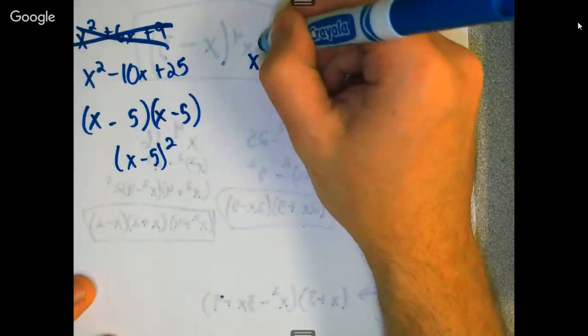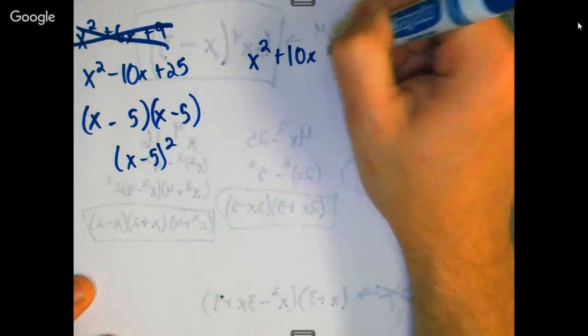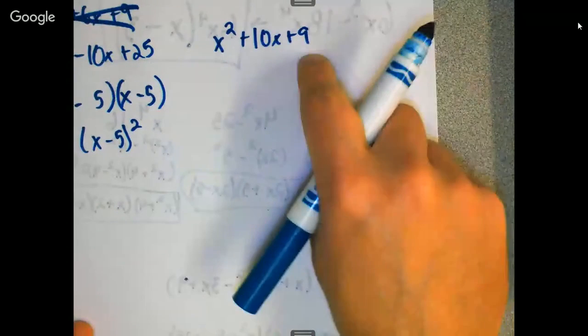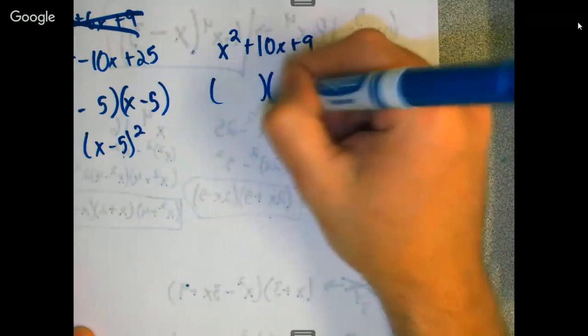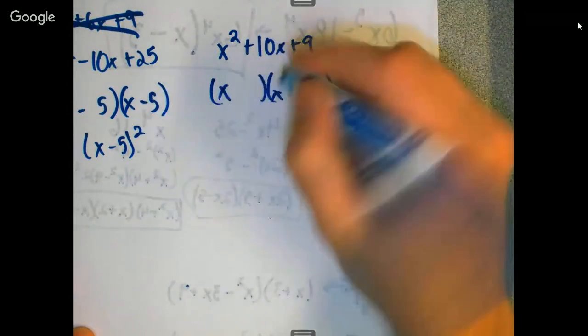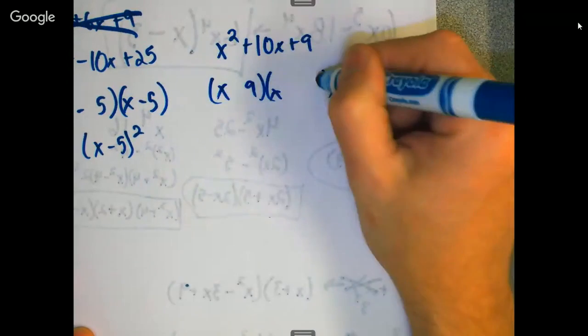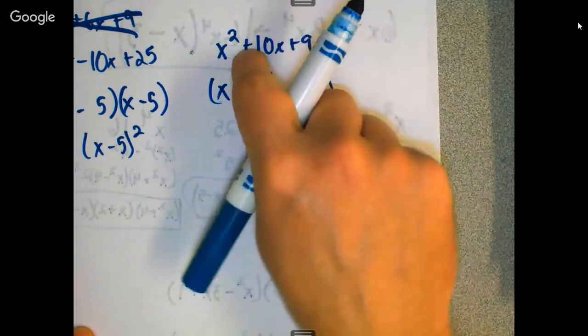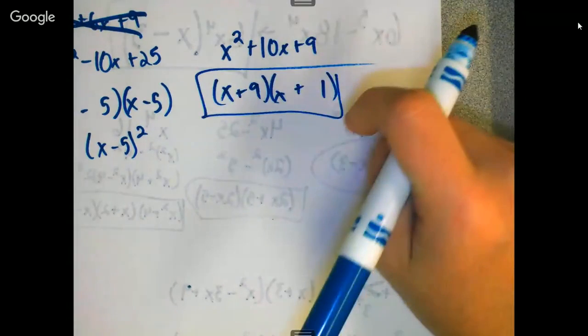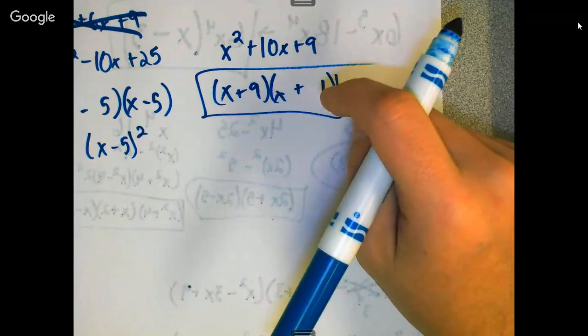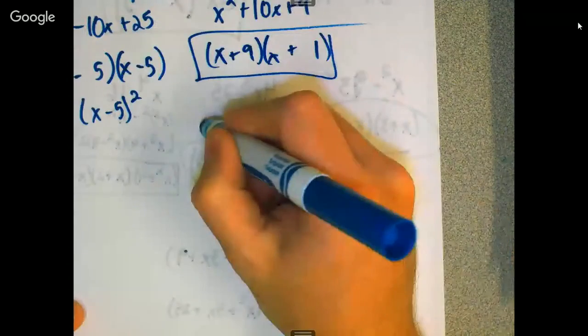So x squared plus 10x plus 9. Okay, so here I need factors of 9 that add to 10. X's are fine, so that's 9 and 1. Signs are the same, and they are both positive. Whatever. One more.